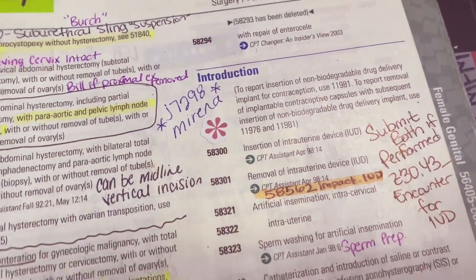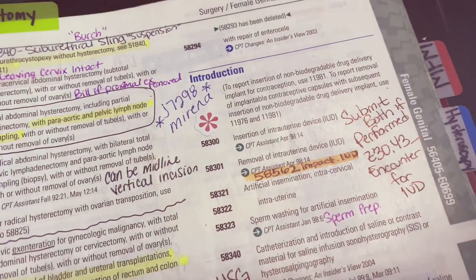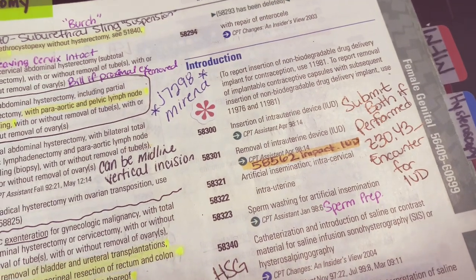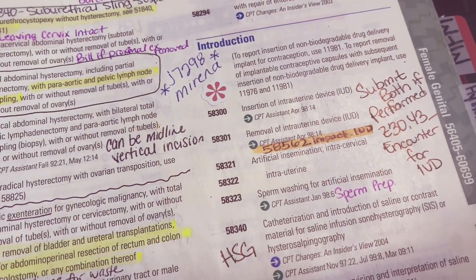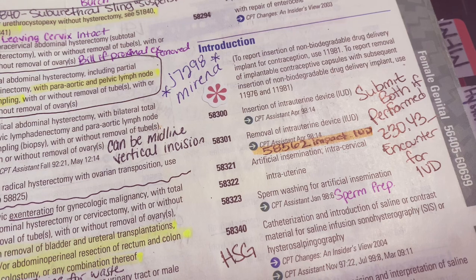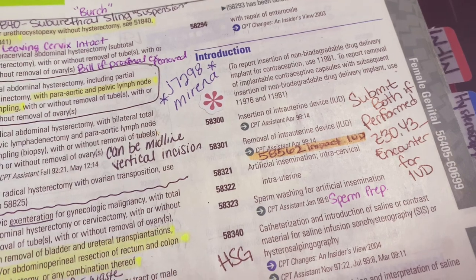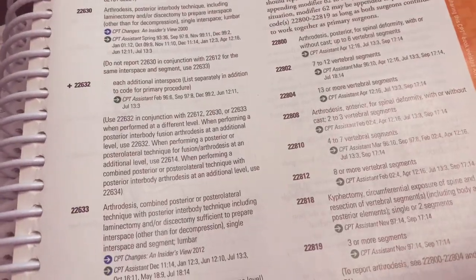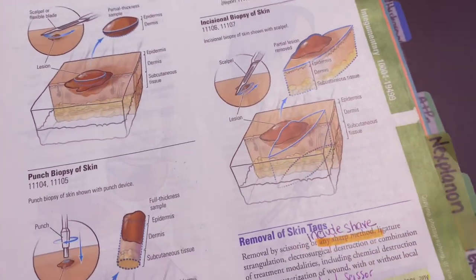Also, I have my Mirena HCPCS code J7298 written right here as a reminder to use that one whenever the patient does have Mirena. There are other ones like Kyleena. I have a sticky note that's on my desktop. And what are some other ones? Copper, so the Paragard. That is also a HCPCS code. For Nexplanon removals, you will have to go near the front of your book. And I have a tab for Nexplanon.